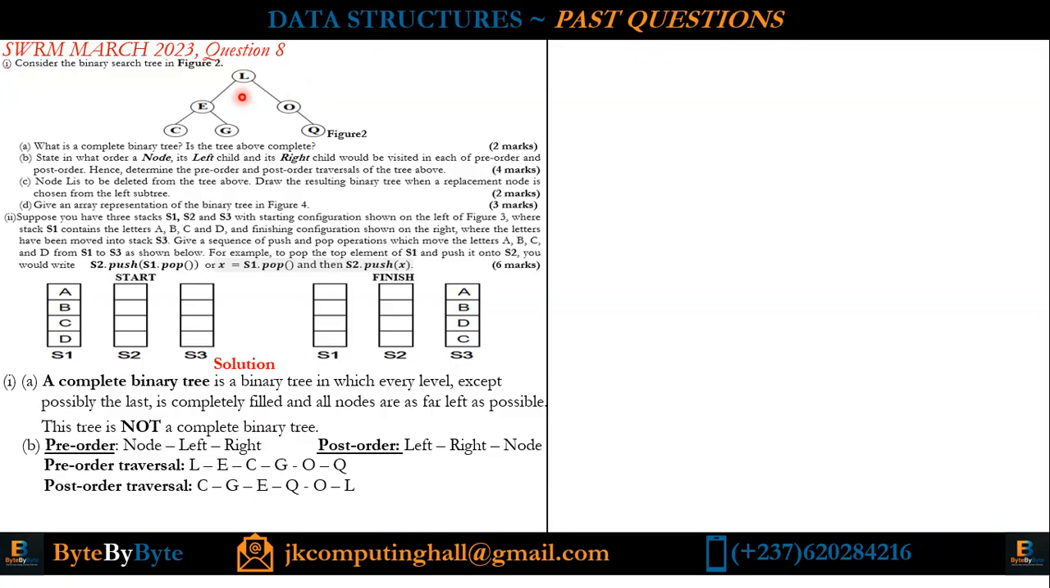So since they say from the left subtree, this is the left subtree of L, and which one is the highest here? It is G. So I'm going to have G replacing L, and that is how the tree is going to be. Now we have G, E, C, then O, Q. D, give an array representation for the binary tree in figure 2. Now we have L, E, O, C, G. Since there was supposed to be a node here, and it is not there, that cell remains empty. Then I have Q. That's the answer, dear students.